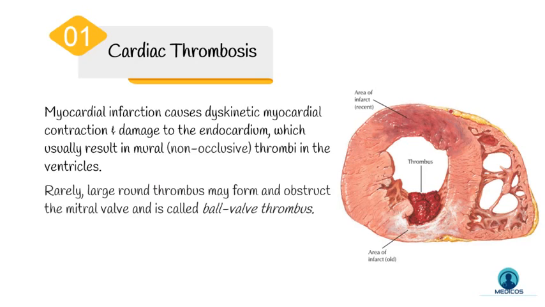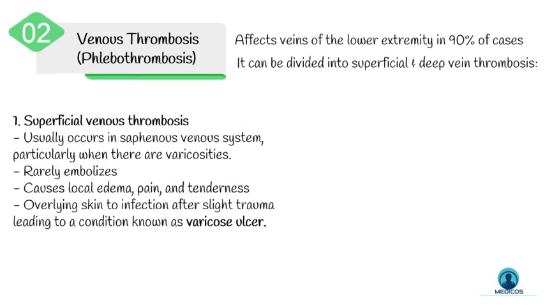This type of thrombi may embolize to any tissue, but they commonly embolize to the brain, kidney, and spleen due to their large volume of blood flow. The other type of thrombi is venous thrombosis or phlebothrombosis. Venous thrombosis affects veins of the lower extremity in 90% of cases, and it can be divided into superficial and deep vein thrombosis.